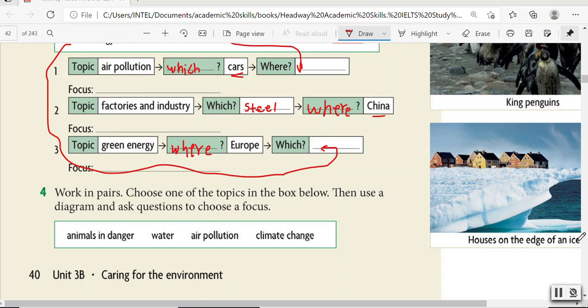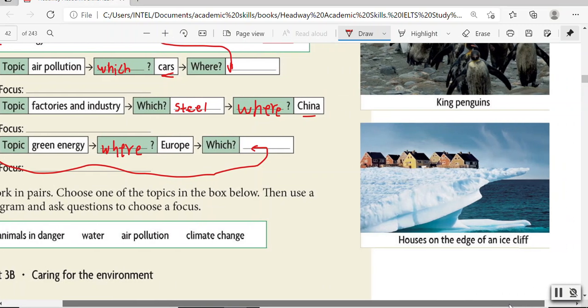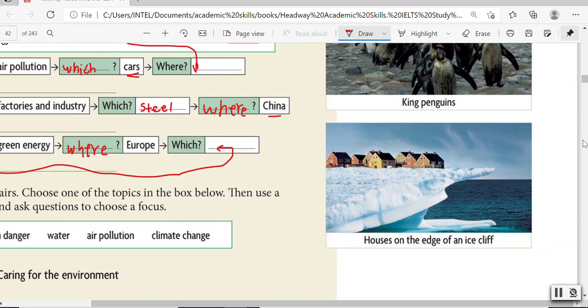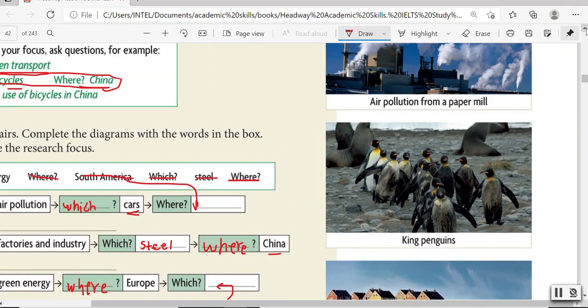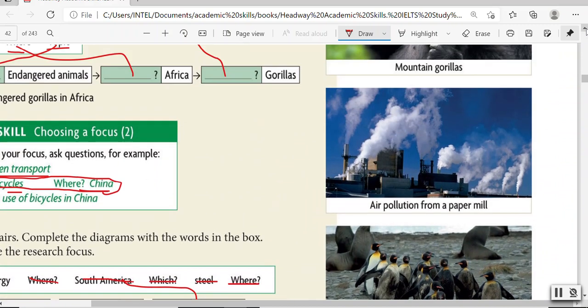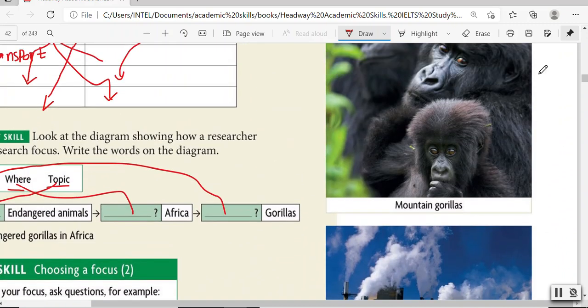In this page, in page 20, we have some pictures in here because in this unit we focused on climate change, or caring for the environment. In here we have some pictures. Let's explain them about mountain gorillas. The gorillas that they are endangered, okay? They are not safe. We must care about them.